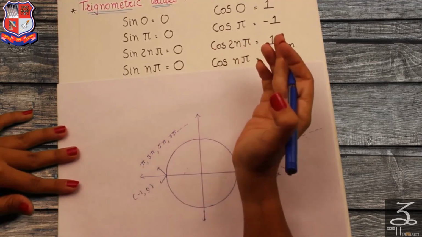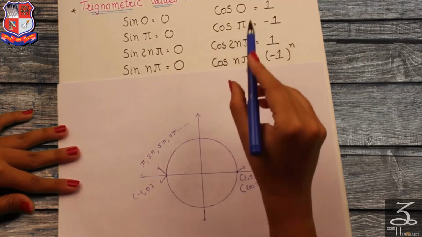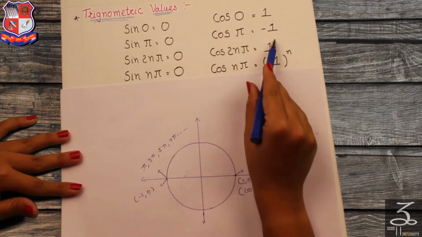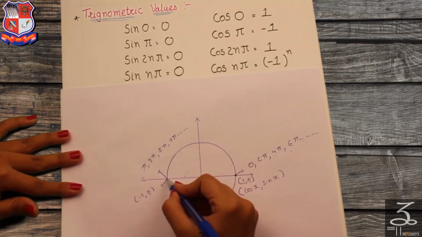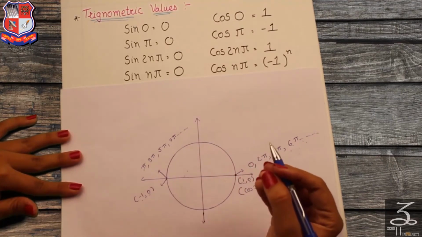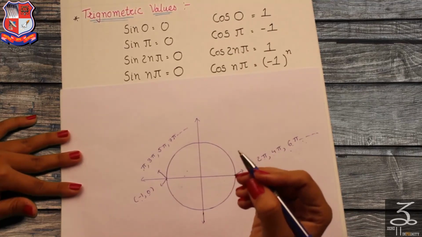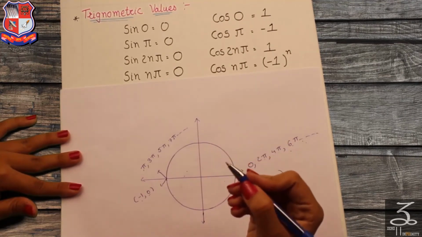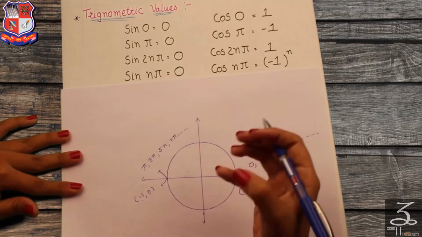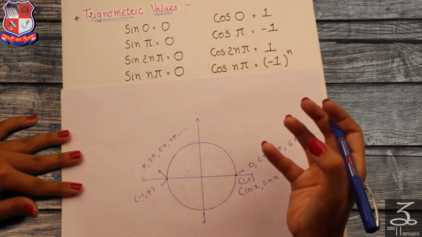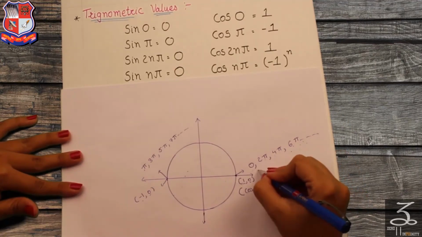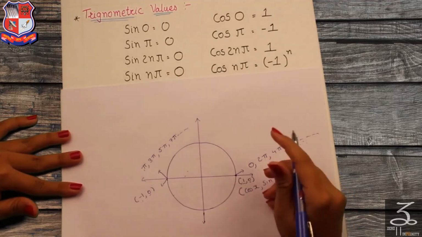Now coming to cos. Cos 0 is always 1. The value of cos 0 is at this point and over here cos is always 1. Similarly, the value of cos pi is minus 1. It means the value of cos pi is over this point and the value over here is always minus 1. Similarly, the value of cos 2n pi is always 1. How come? Suppose we are taking n equal to 1, 2, 3, 4, 5, 6. We would get even multiples, that is 2 pi, 4 pi, 6 pi, 10 pi and so on. Those are all even multiples at this point, and the value of cos over here is always 1.